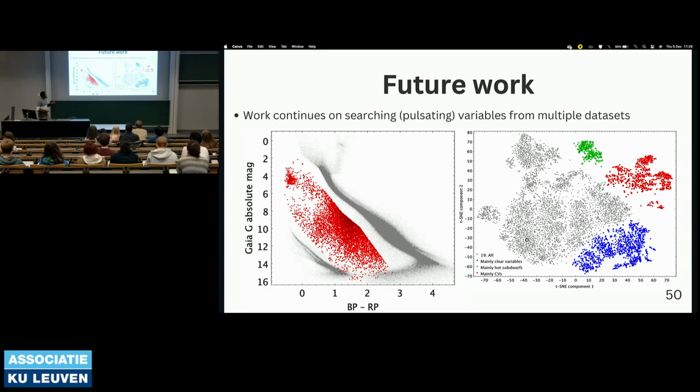As you can see in this plot, we select all of the objects between the white dwarf and the main sequence, the red data points, and these are from the Gaia data. On the right, it is just temporary results we have so far, but we are still working on optimizing these models. But it already shows that we found hot subdwarfs in the green. Most of the CVs are in the red data points here, and the blue ones represent most of the clear variables.